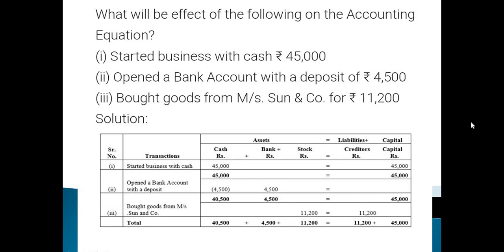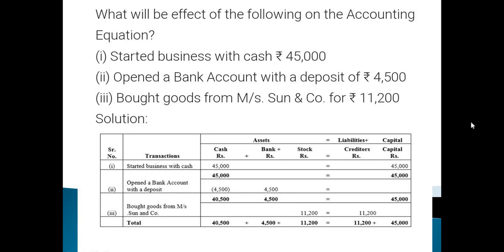Now if you look at the first transaction, it says started business with cash. So remember, business has been started with cash for rupees 45,000. So that's why under the asset side, cash is 45,000, and on the right hand side we see capital 45,000. Remember, under the accounting equation, assets should always be equal to liabilities plus capital, or capital plus liabilities. So I started business with cash for rupees 45,000. So asset is 45,000, and this initial contribution made by the owner is capital. You can see on the other side also it is 45,000. So assets is equal to capital plus liabilities.